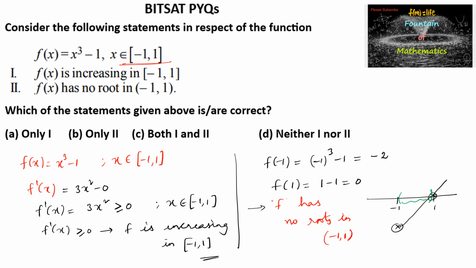So we can go with an option. Option f of x has no root, it is correct. And this function f is increasing is also correct. So both options are correct. We can go with option C, both 1 and 2.